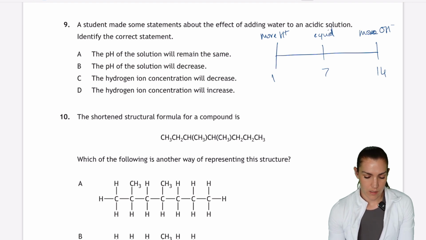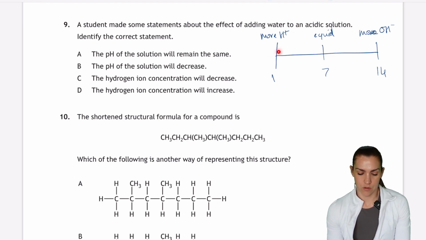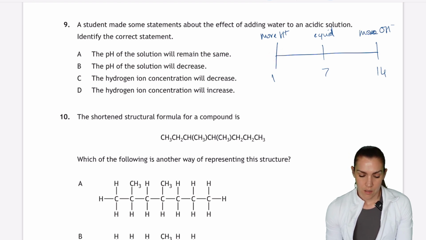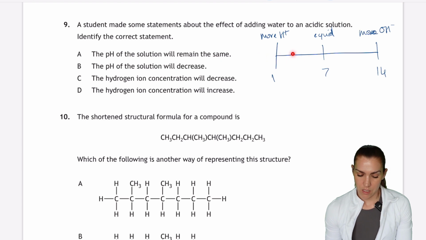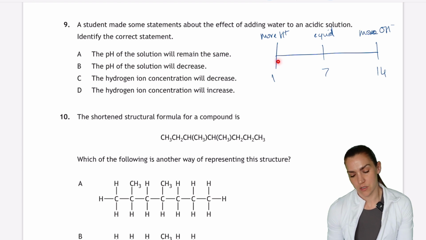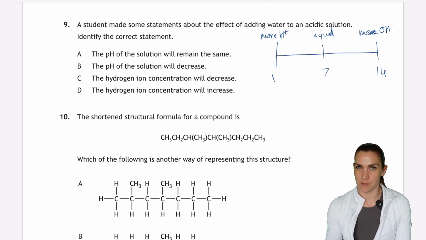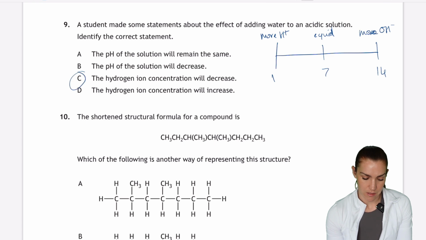So if we then look, we've got an acidic solution, so that means we're starting with a lower pH. As we dilute it, because we're adding water, it's going to move towards 7. So as it moves towards 7, the pH is actually going to increase. So that means that A and B can't be true, because they don't state that the pH is increasing. So then it must be to do with the hydrogen ion concentration. Because we're going from a pH with more hydrogen ions to where it's more equal, then it means the hydrogen ion concentration is going to have to decrease for them to balance out. So that means C is our answer here.